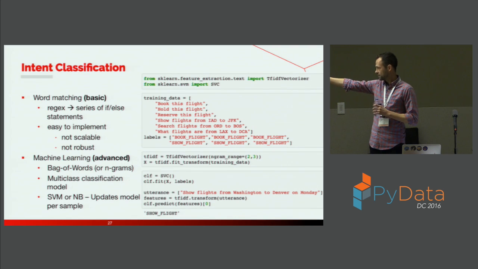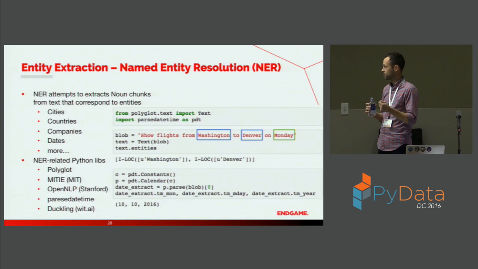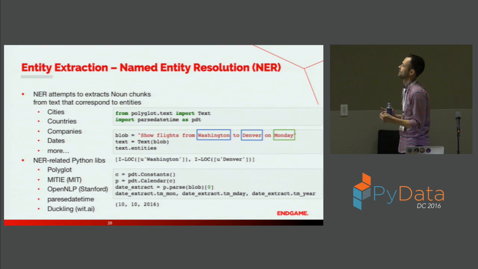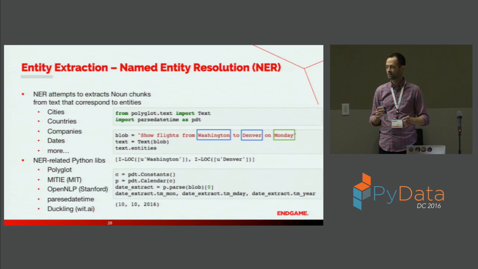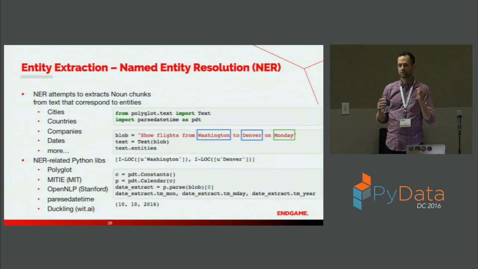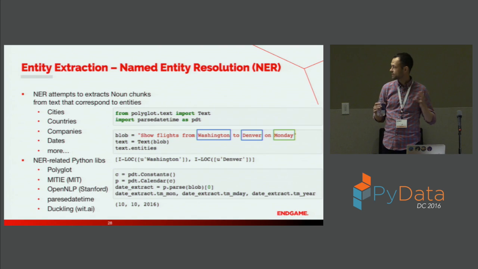And then we have our statement that we've been using throughout, show flights from Washington to Denver on Monday. We classify it. We get the label show flight, and now we know, okay, show flight requires some entities to be extracted. Show flight requires a to, from, and a date. This is where named entity resolution comes in handy. There's definitely been a talk on this already, so I'm just going to glide over it. Named entity recognition just breaks sentences down into noun chunks and then tries to derive whether or not any of the points within those chunks are proper nouns, companies, dates, locations, names, anything like that.